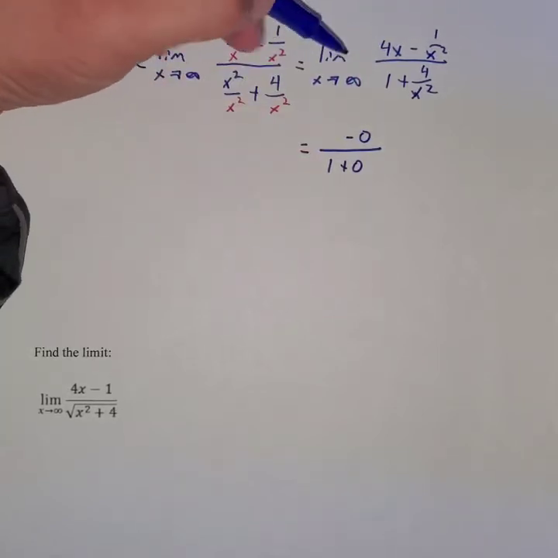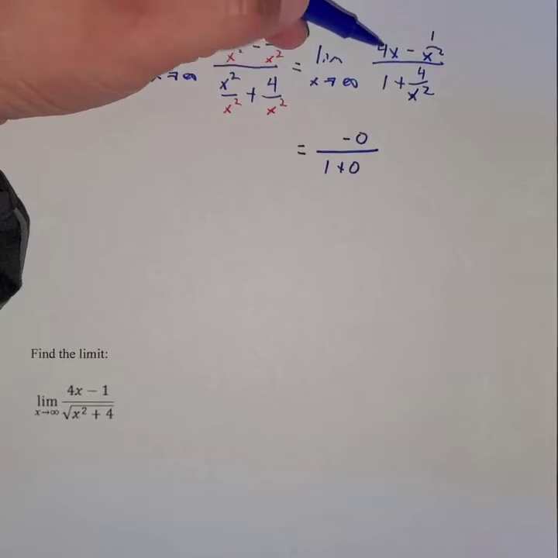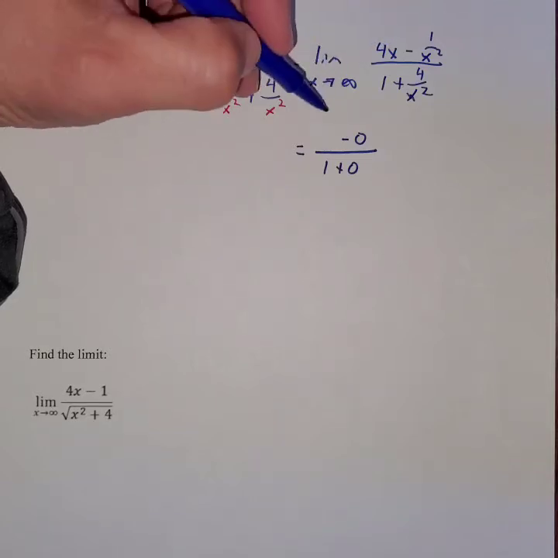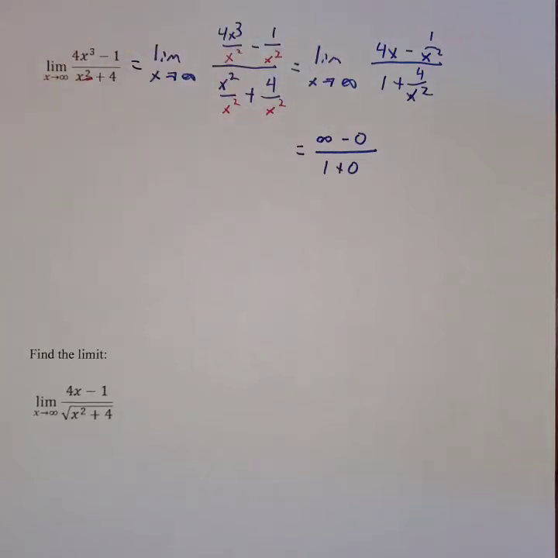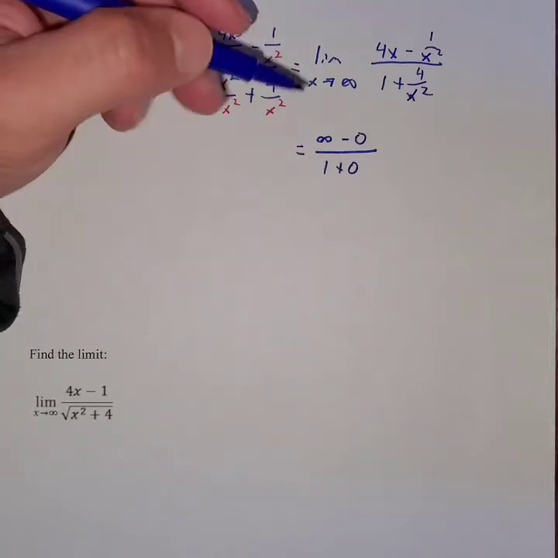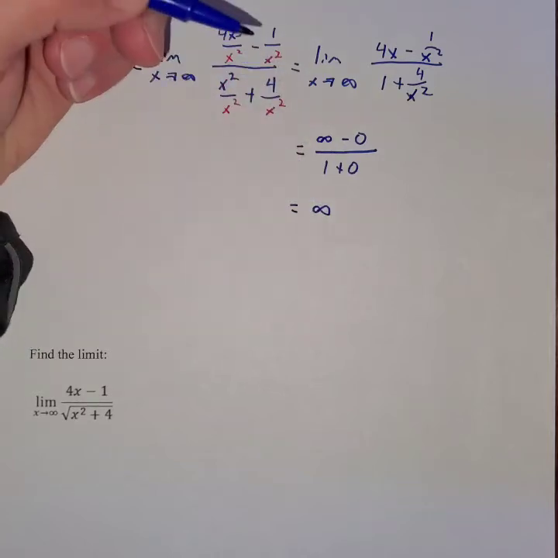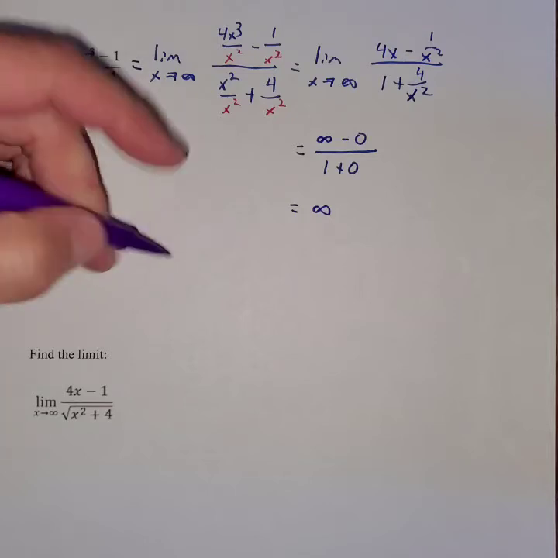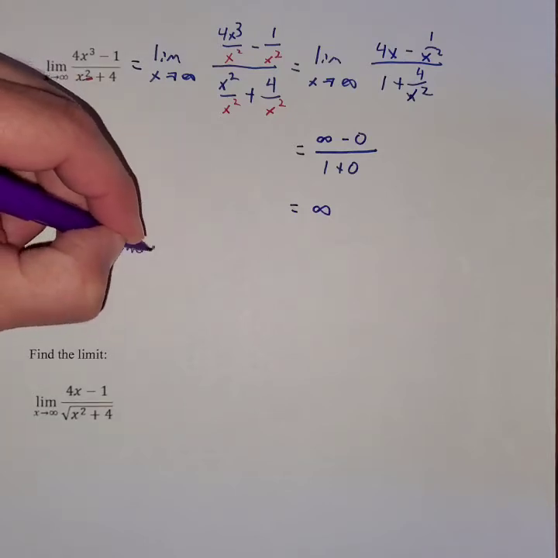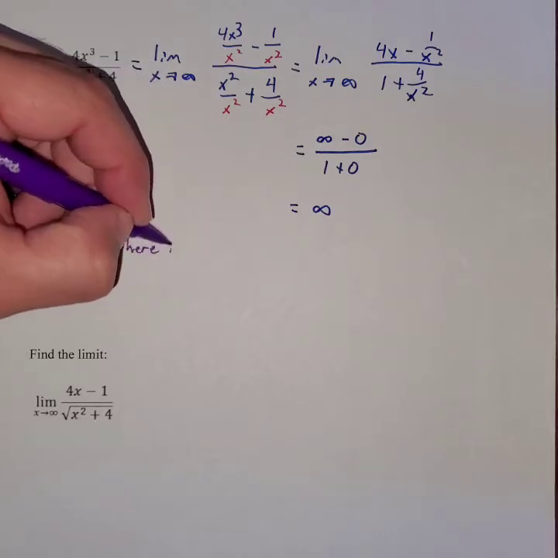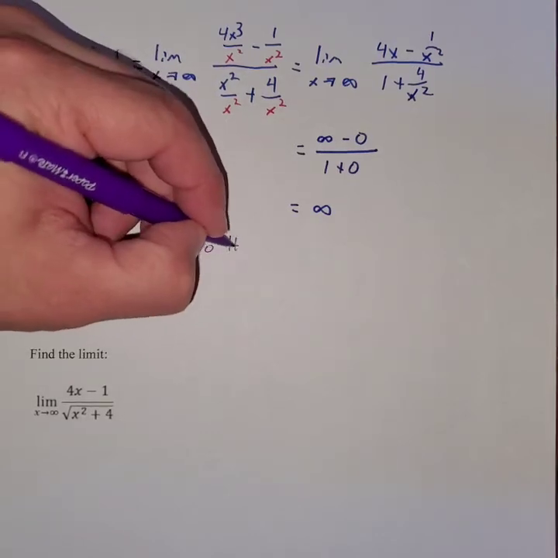But what about the 4x? The limit as x goes to infinity of 4x. So 4x, as x gets larger, is actually going to be going towards positive infinity. So I can think of that value as infinity. So infinity minus 0 divided by 1 will equal positive infinity. So in this case, there is no horizontal asymptote because it does not go towards a specific number. It goes towards infinity. There is no horizontal asymptote.